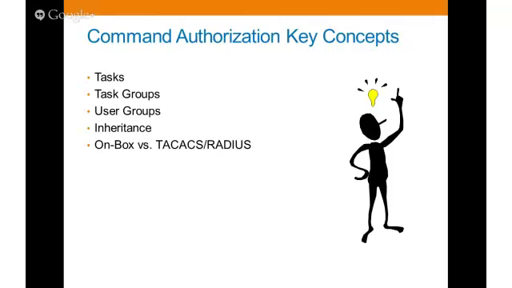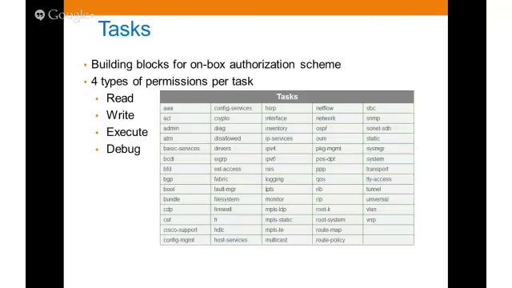Okay, the next topic is command authorization. In IOS, it was pretty simple. Either you put a local username and password there and give the user a privileged mode, or you use TACACS. In IOS XR, it's task-based. So you've got tasks there. We'll discuss all of this. You've got task groups, you've got user groups, and you've got on-box or TACACS or RADIUS authorization. Now the tasks are the building blocks for the on-box authorization scheme. When I say on-box, it means local authorization that happens within the box.